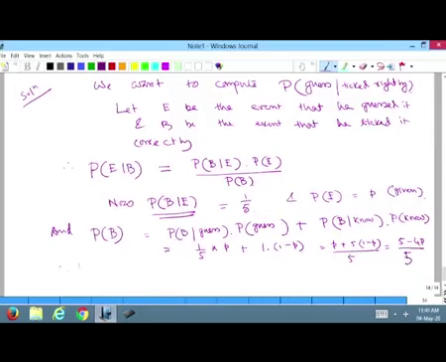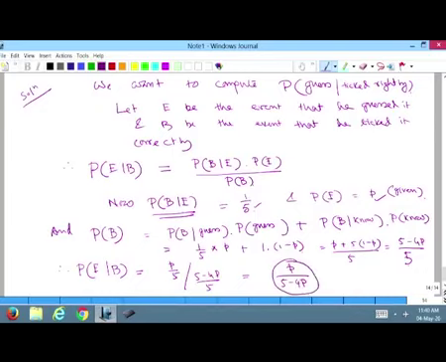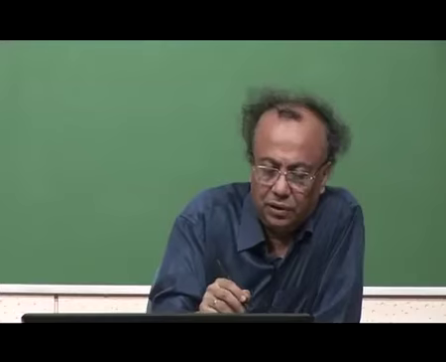Therefore, probability of E given B is equal to P by 5, that is P into 1 by 5, divided by (5 minus 4P) upon 5, which is equal to P upon (5 minus 4P). That is the answer. Let us solve another problem.